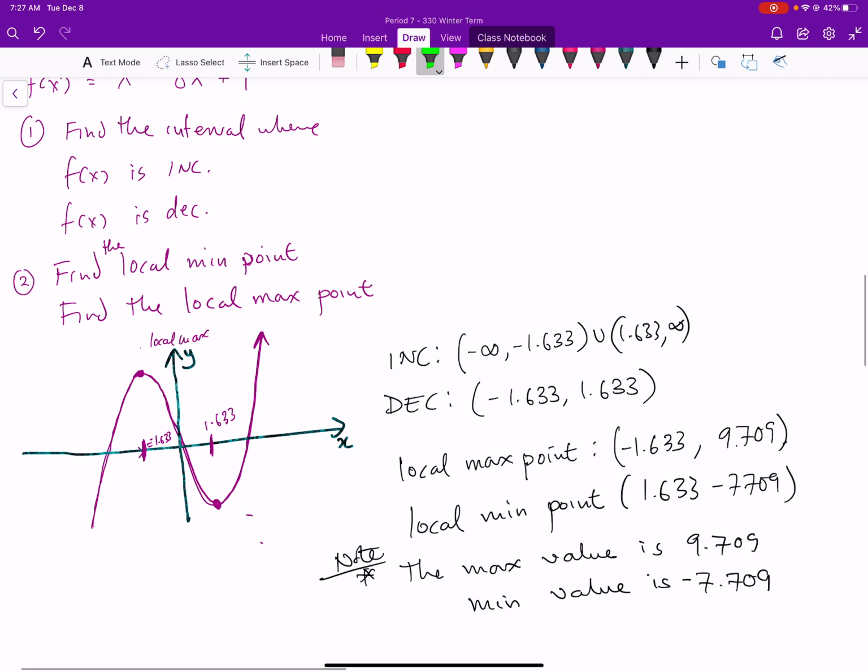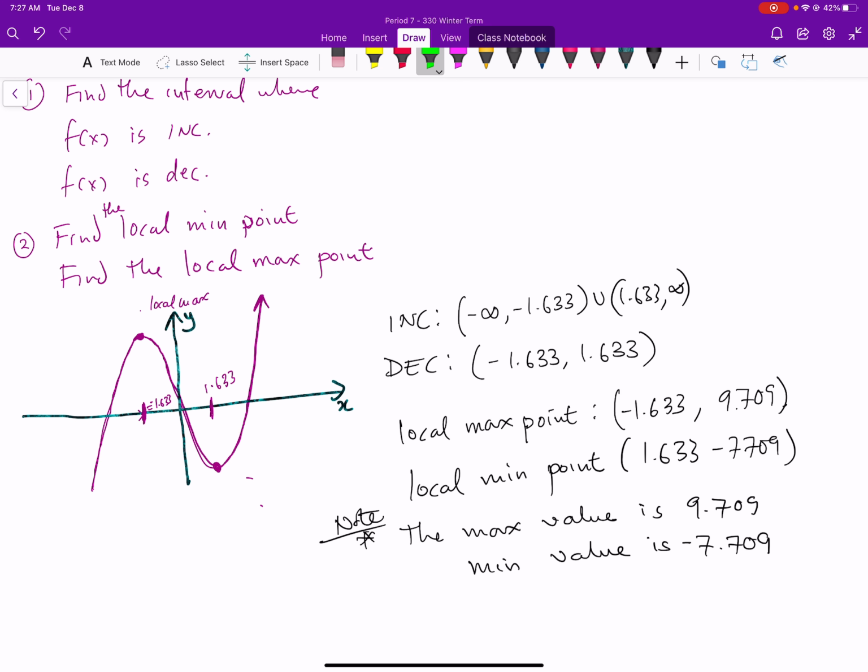All right, so the graph looked like that. So it's increasing from negative infinity all the way to that point, and then from 1.633 all the way to positive infinity, and it's decreasing within that interval. All right, and your local max was right over there. There was the local max, and this is your local min.